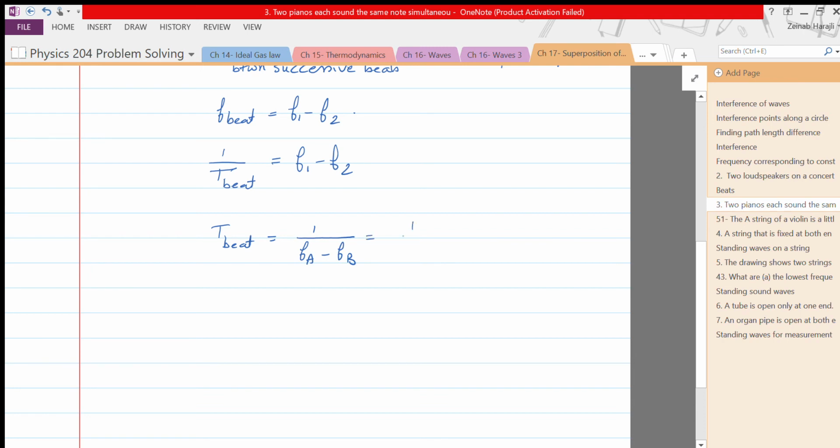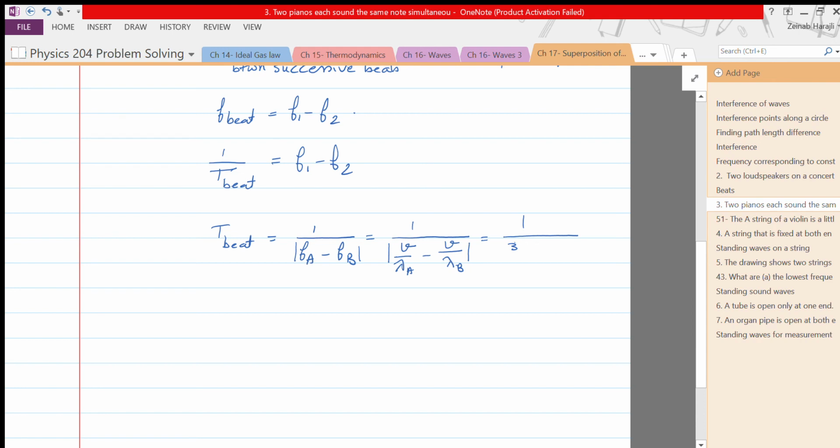and write it in terms of the frequencies of the sound waves emitted by the two pianos. Now I'm going to substitute the frequencies by v over lambda, because in this problem we are given the values of the wavelengths of the two waves. And of course it's better to write this in absolute value because it doesn't make sense for our period to be negative.